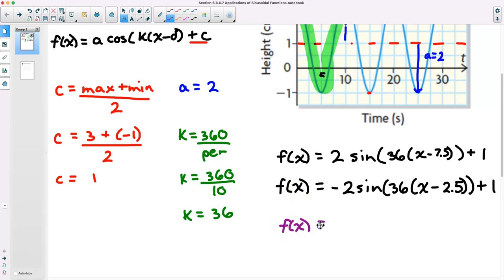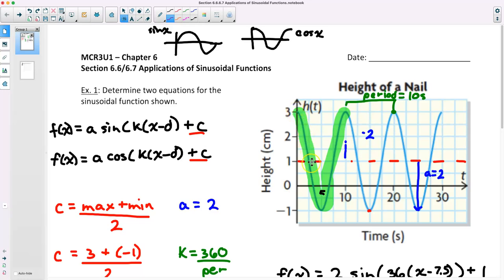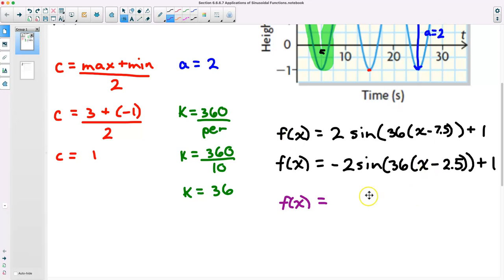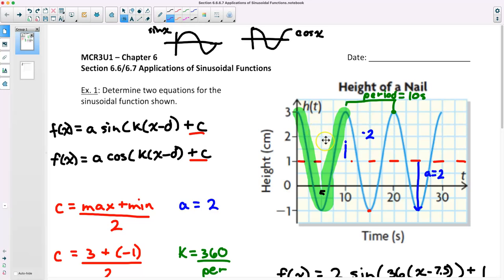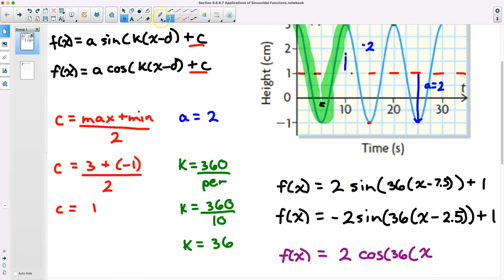f of x is equal to, because this goes downwards at the very start, that's what we expect. So we can leave that as +2, and then we're going to have cos 36x, and because there is no shift horizontally, it's simply just going to be that. You don't have to write +0, so we can simplify this to be 36x plus 1. And we can leave our equation just like that.